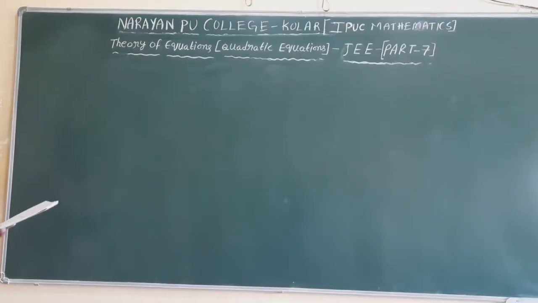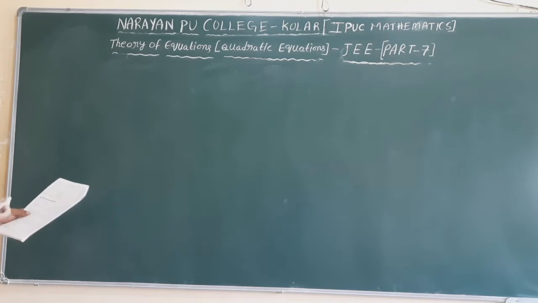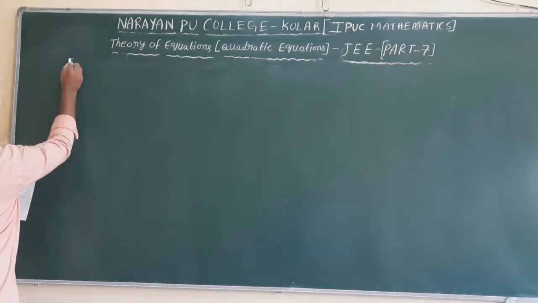Option B. My next question, 83, you can try directly. Discriminant value you can calculate, and we will get the interval. Next, 84.